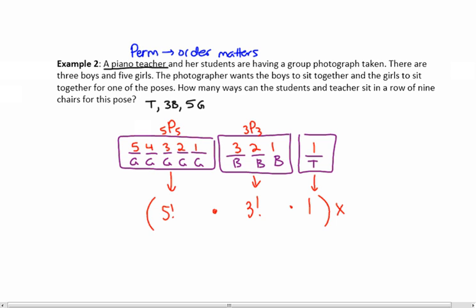Now there are 3 objects: the girls, the boys, the teacher, right? How many ways can I arrange the girls, boys, and teacher? There's 3 factorial ways, right? If we want to arrange n objects, it's n factorial ways. So there would be times 3 factorial, because there's 3 factorial ways to arrange the girls, the boys, and the teacher, right? You can go girls, boys, teacher, girls, teacher, boys. We can go teacher, boys, girls, or teacher, girls, boys. Right? You can list the rest.